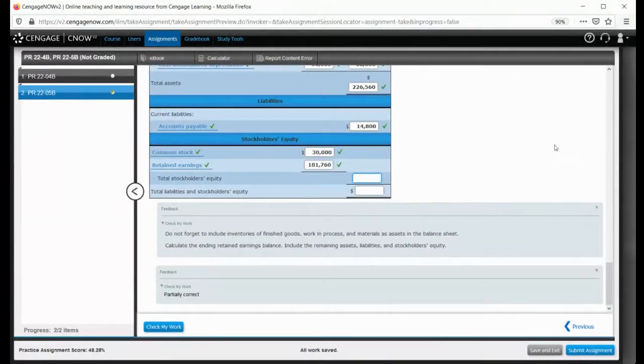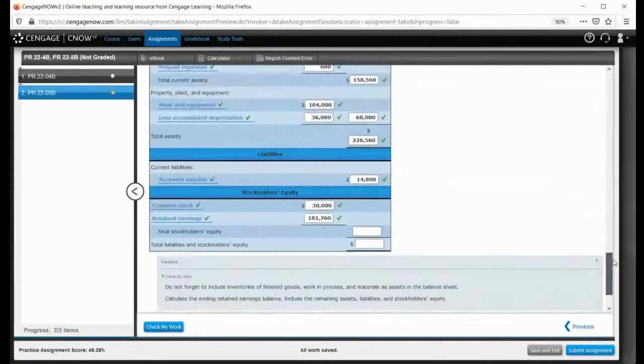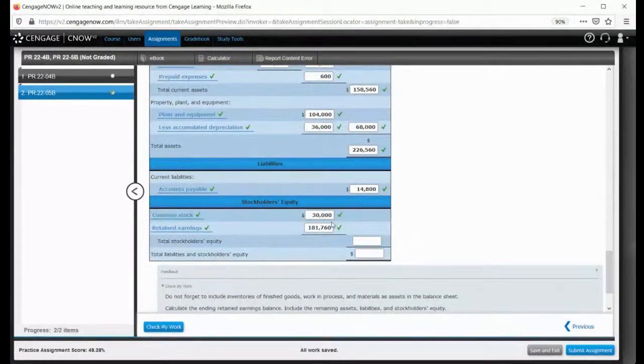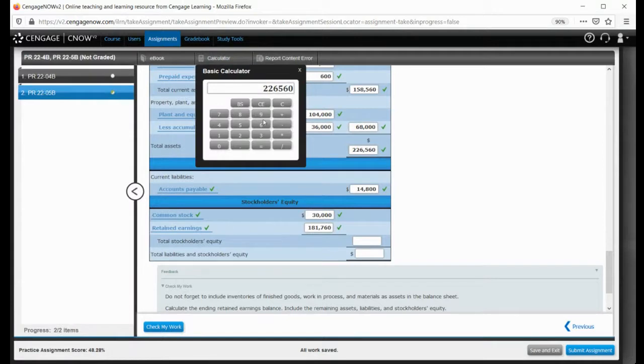To find the total stockholders' equity, we're going to add the common stock and the retained earnings together. And that will give you 211,760.